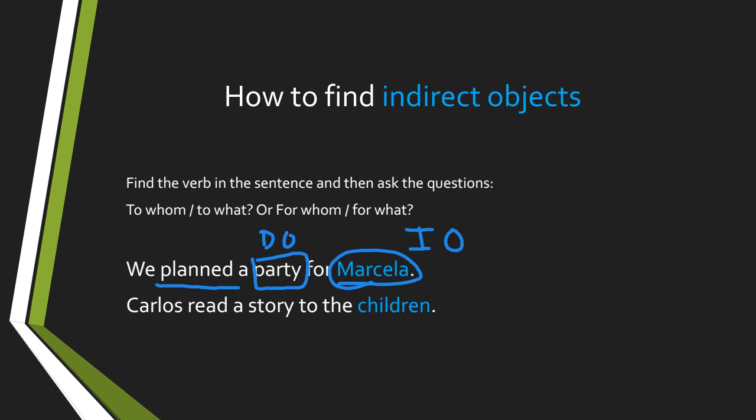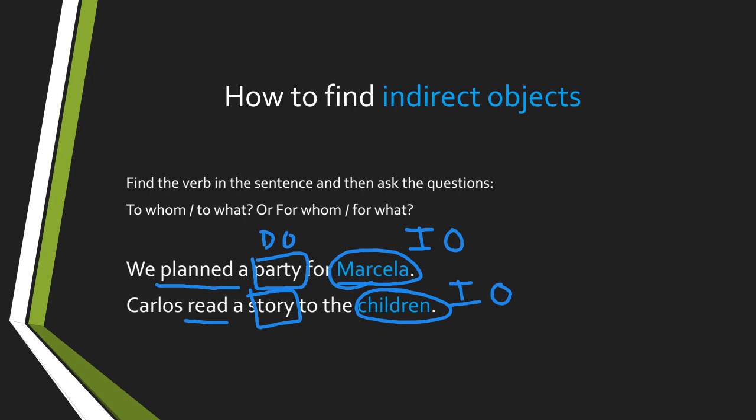The next sentence there, Carlos read a story to the children. We'll look for our verb. So we've got read. Carlos read what? He read a story. We know that story is our direct object. And then we ask to whom or to what. We could ask for whom or for what, but in this case, to whom sounds good, right? To whom did Carlos read the story? And our answer is children. And that is our indirect object in this sentence.